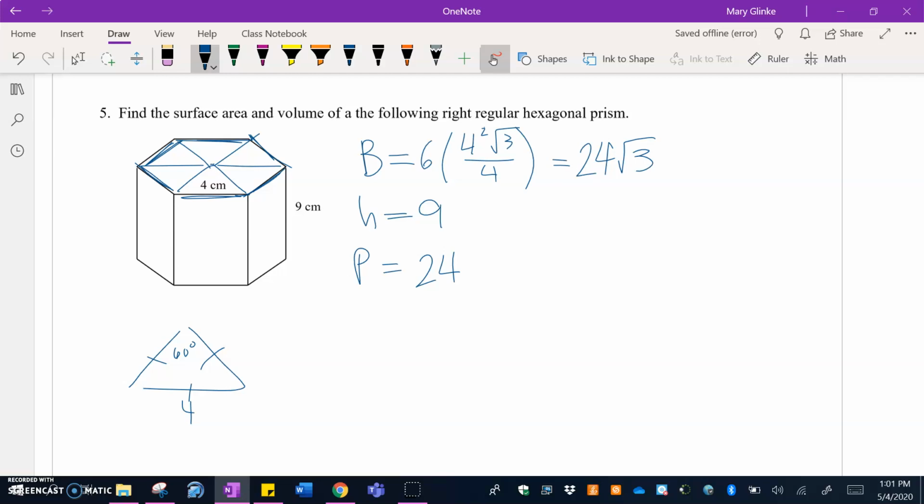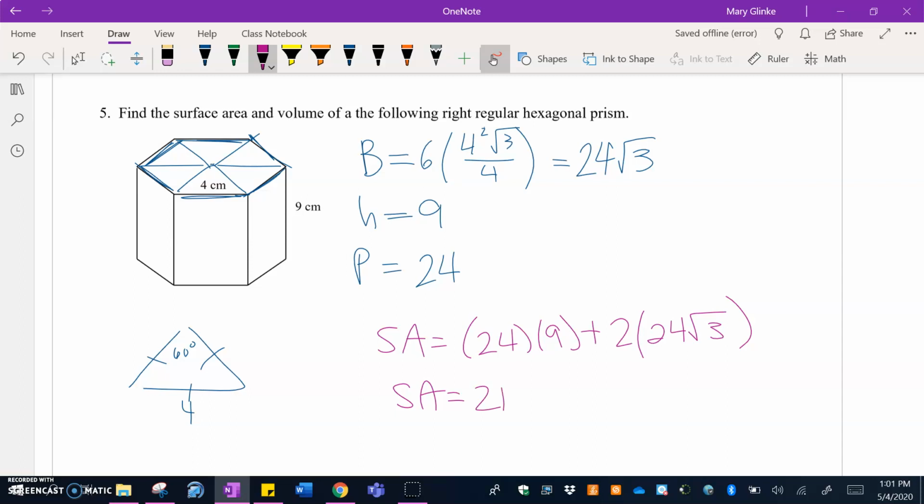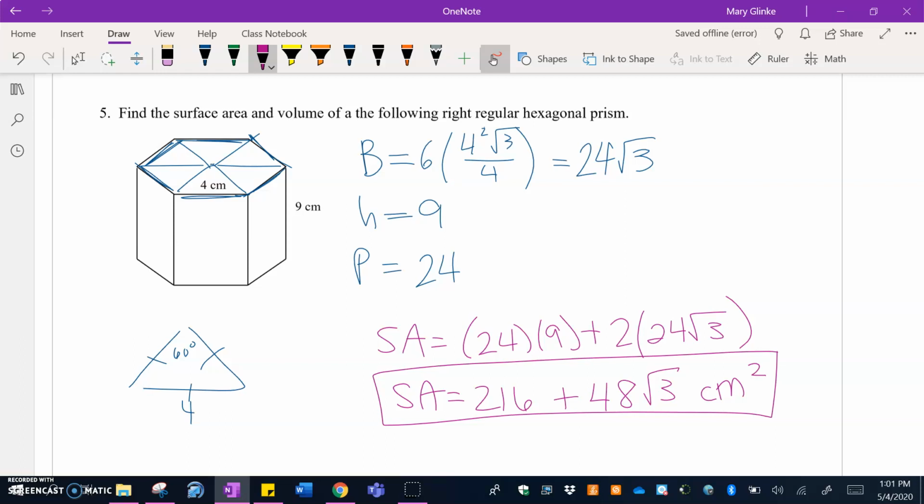To calculate my surface area then, I'm going to plug this into my formula. I'm going to do the perimeter times the height plus 2 times the area of the base. And I'm going to multiply these. You get 216 plus 48 root 3 centimeters squared. That would be my total surface area.